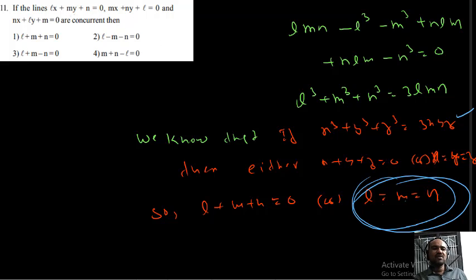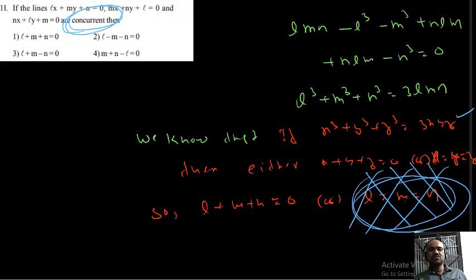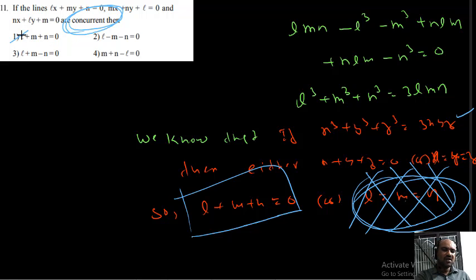What is the given problem? They are concurrent lines, not coincident lines, concurrent lines. That's why this case should be ruled out. So finally what we have? L plus M plus N equal to 0. Now I will go with option 1. L plus M plus N equal to 0.